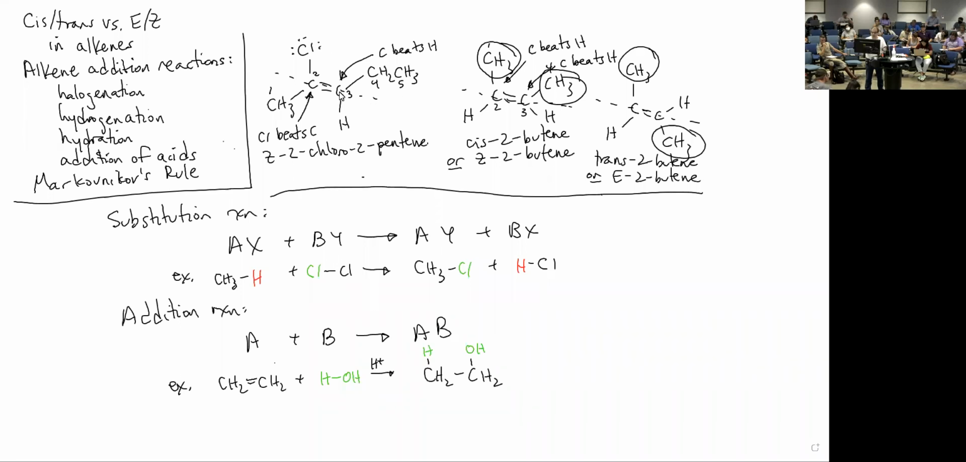And then we look at the other carbon. I see a carbon, which is element 6, and I see a hydrogen, which is element 1. So the carbon wins. The carbon beats the hydrogen, and the chlorine beats the carbon.